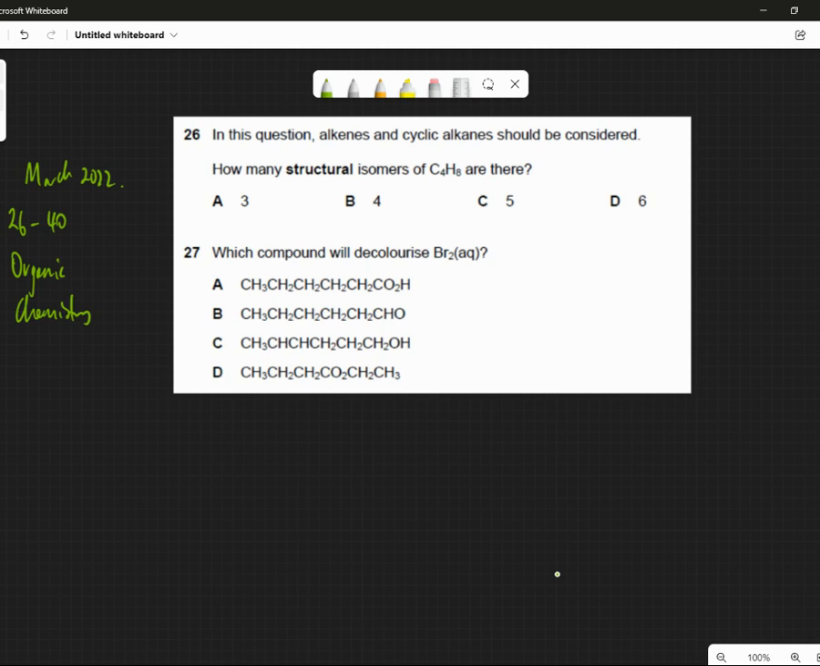In the old days, it used to start at question 20, but now they're going to start at around 26, because we don't have those weird options at the end anymore.